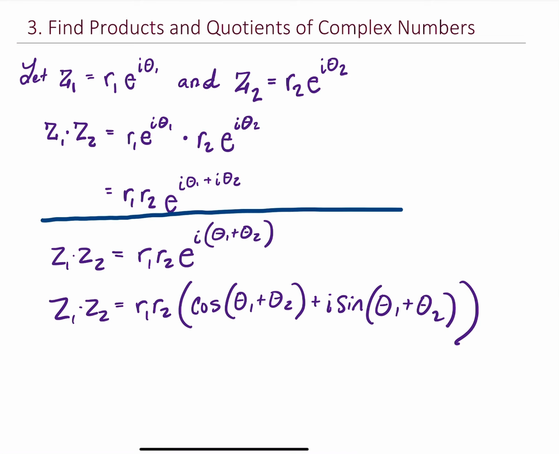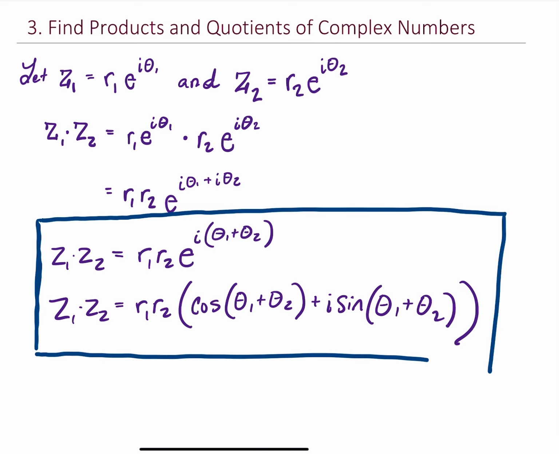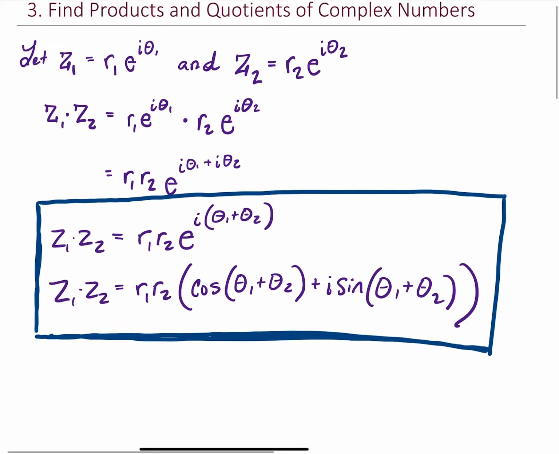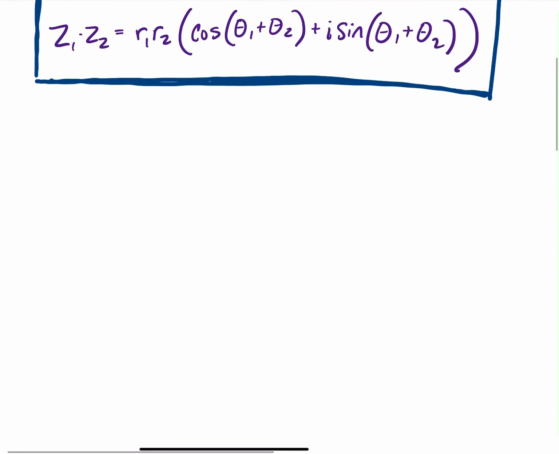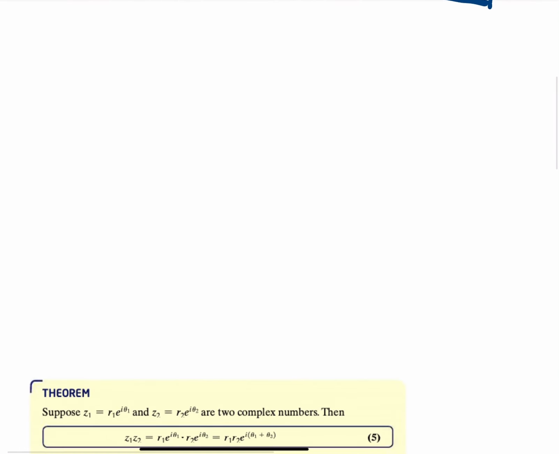So we have one expression in exponential form and one in polar form. But notice the general pattern. When you multiply two complex numbers, the r's multiply and the angles add. And it's coming from rules of exponents. So let's do the same thing with a division. So let's imagine z1 divided by z2.